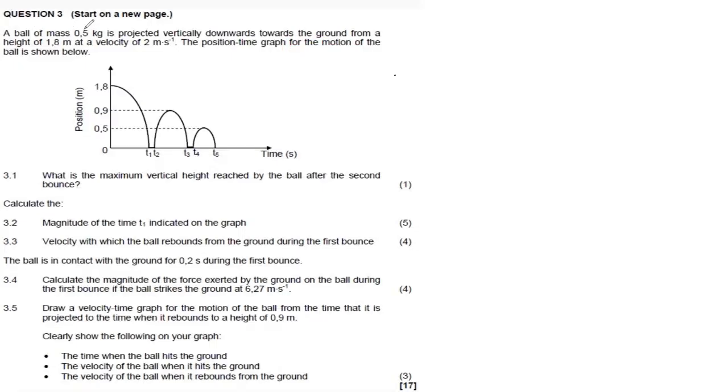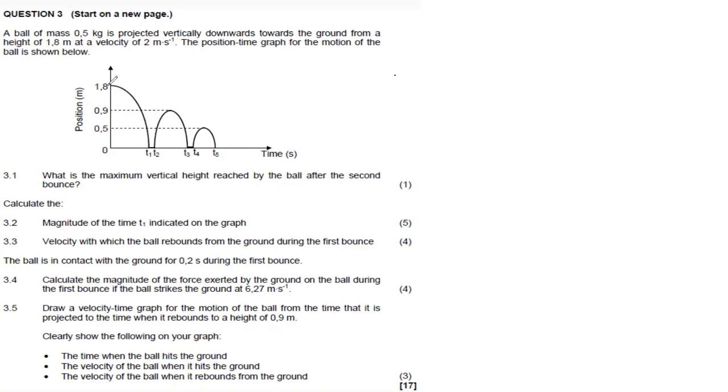Okay, so we have question 3. It says a ball of mass 0.5 kg is projected vertically downwards towards the ground from a height of 1.8 meters at a velocity of 2 meters per second. The position versus time graph for the motion of the ball is shown below. Now we are given this diagram below, as we can see. 3.1 says, what is the maximum vertical height reached by the ball after the second bounce? And that is only for 1 mark.